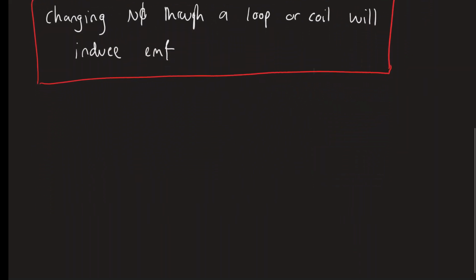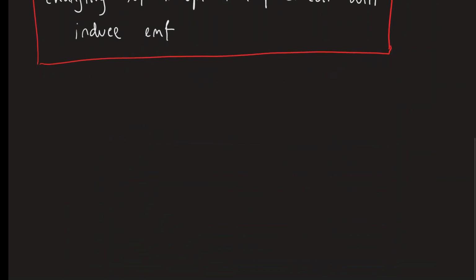Okay, the problem with all of the means we've looked at so far is that they aren't really useful for generating a substantial amount of EMF. They're not viable for large-scale electricity production. To generate a meaningful amount of electricity, we must consider a coil rotating in a uniform magnetic field. This is the rotating coil. So, rotating coil in a uniform magnetic field.